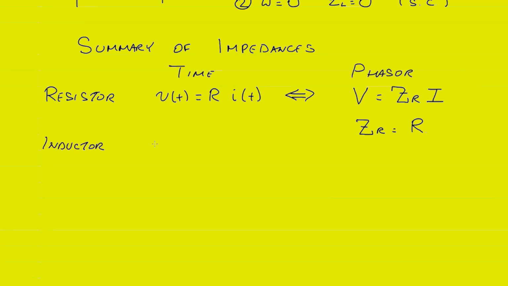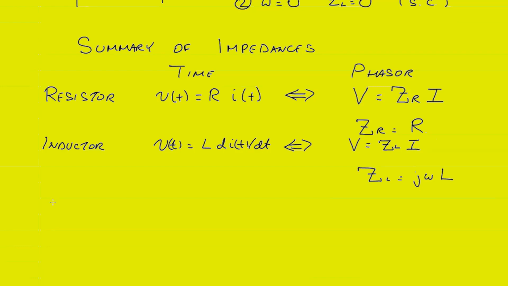For the inductor, recall that v of t was given by L times the derivative of our current with respect to time. And when we transform that into the phasor domain, V will be nothing other than the impedance of the inductor times the current, where the impedance of the inductor, ZL, is equal to j omega L.